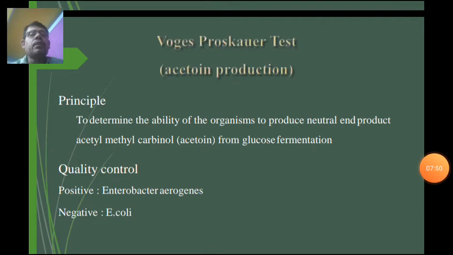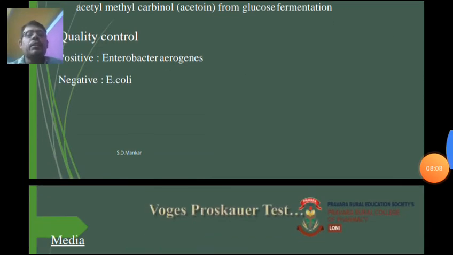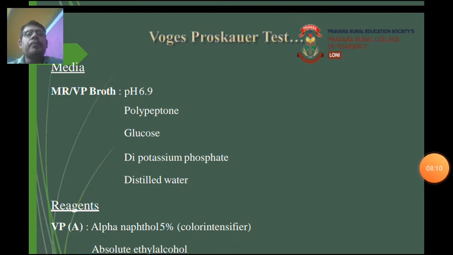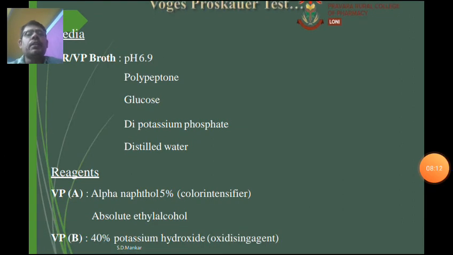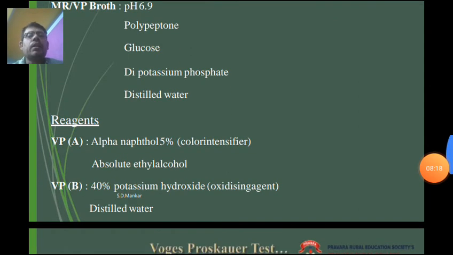Voges-Proskauer's test. This is the acetoin production. The basic principle is to determine the ability of the microorganism to produce a neutral end product, acetyl methyl carbinol or acetoin, from glucose fermentation. In case of Voges-Proskauer it is positive for Enterobacter aerogenes and negative for E. coli, just the reverse of methyl red. In this case the medium pH is 6.9, with polypeptone, glucose, dipotassium phosphate and distilled water.